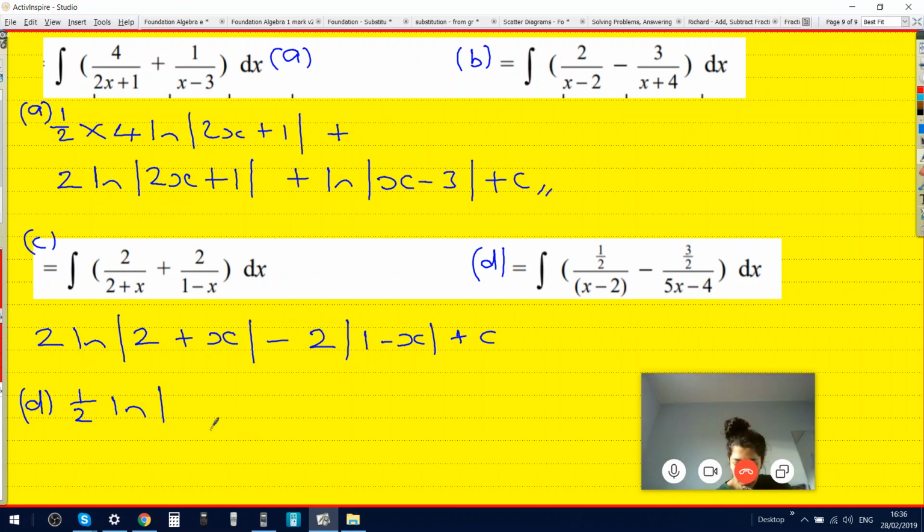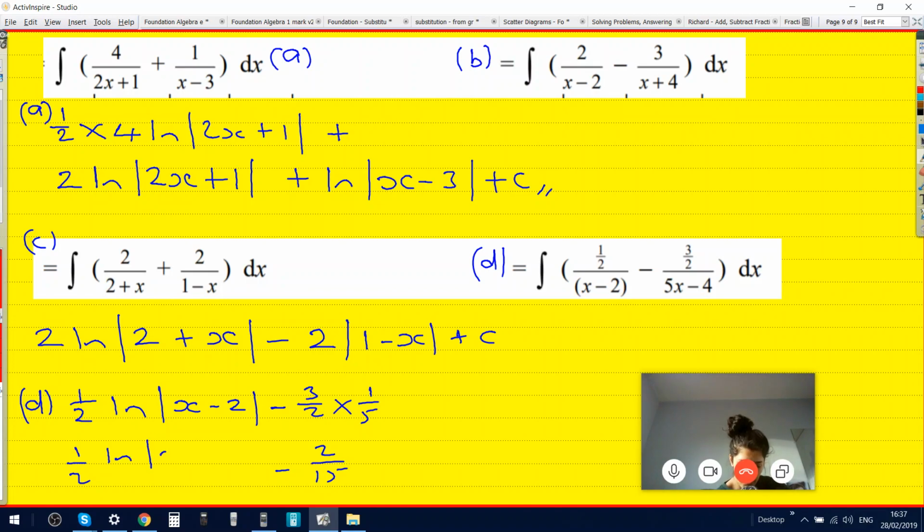Okay, so half ln x minus 2 minus, what is that? That's 5. And then 3 over 2 over 5x minus 4. So 3 over 2 times the 5. That would be if you're differentiating, integrating. Yeah, but like 1 over that. So 2 times 5 is 2 over 15. Okay. Oh, 3 over 10.